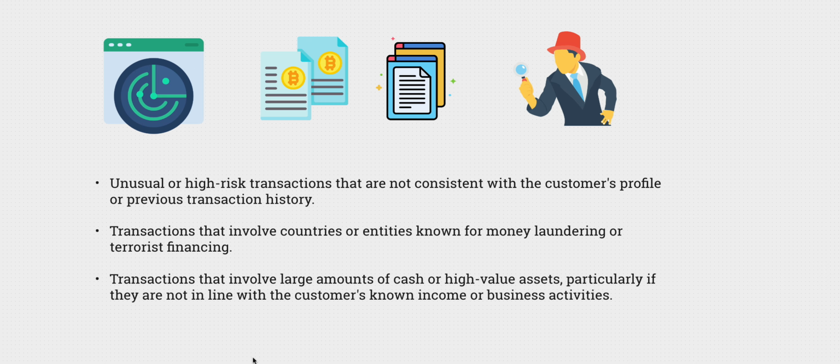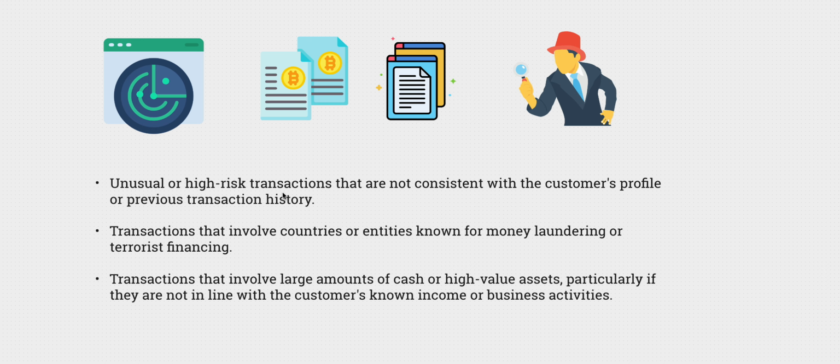We understand there are tools we need, but what is it that we are looking for? Specifically, you're going to be doing a lot of detective work, looking at unusual or high-risk transactions that are not consistent with the customer's profile or previous transaction history. A school teacher in Iowa is doing transactions of $40,000, $50,000, $60,000 a month. A school teacher's salary may be $30,000 or $40,000 a year. So why is a school teacher in Iowa doing transactions that are one or two times their annual salary on a monthly basis? That is not consistent with the customer's profile. A good KYT tool will detect that. Transactions that involve countries or entities known for money laundering or terrorist financing, it will detect that. Transactions involving large amounts of cash or high-value asset placements that are not in line with the customer's business or profile, it will detect that.